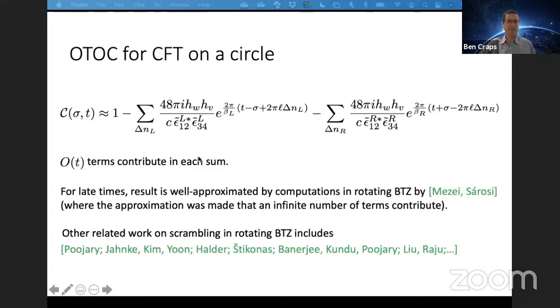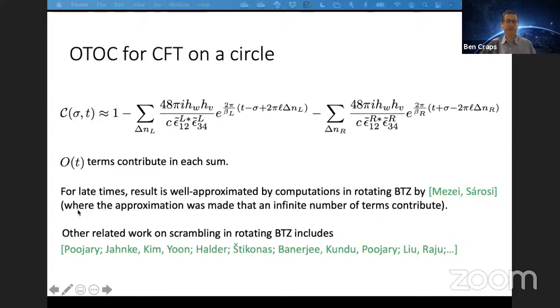Once you do that, you get this sum. I called the ones that give the left-moving Lyapunov exponent delta n_L, and the ones that give the right-moving Lyapunov exponent delta n_R. I didn't bother to compute or display the precise ranges. There are order t terms that contribute in each of the two sums. And for late times, the result is well approximated by the bulk computations for rotating BTZ that were done by Mezei and Sarosi.